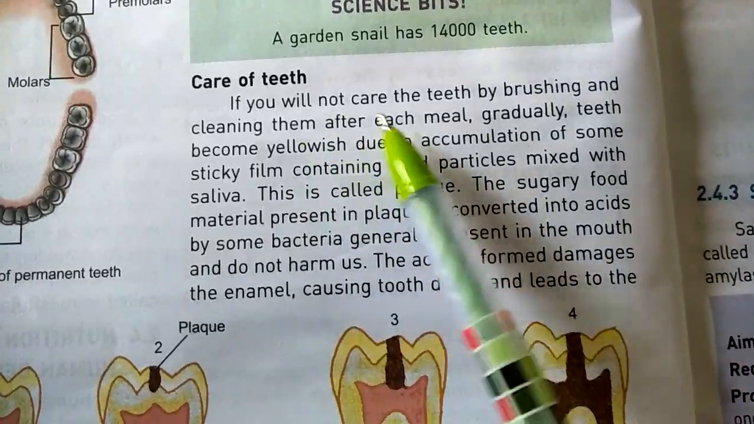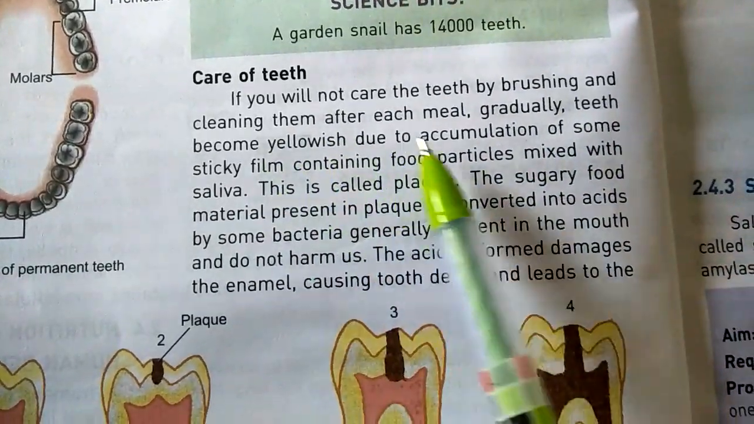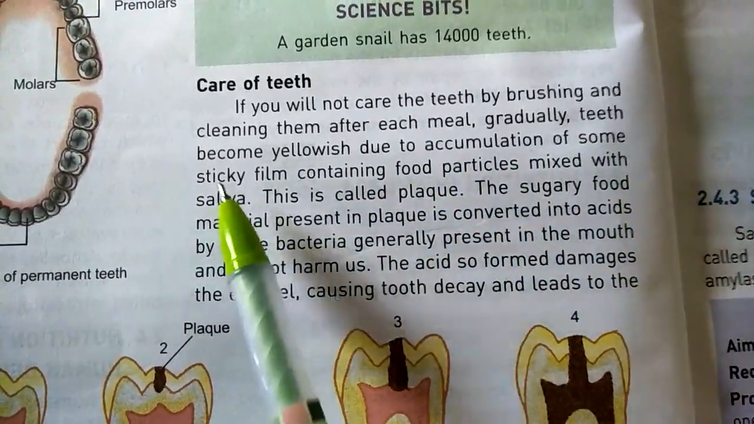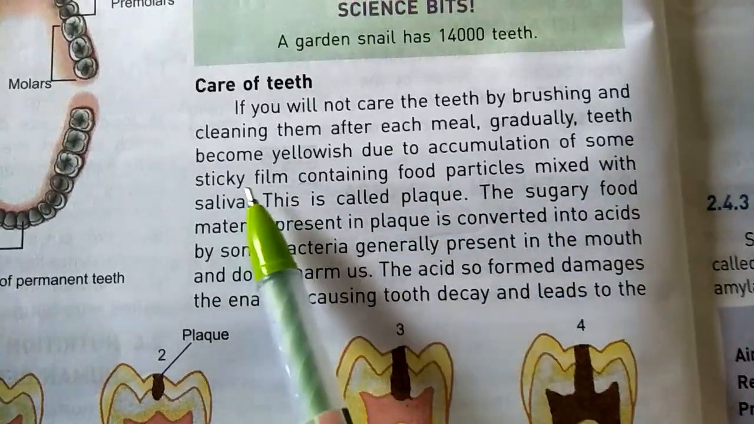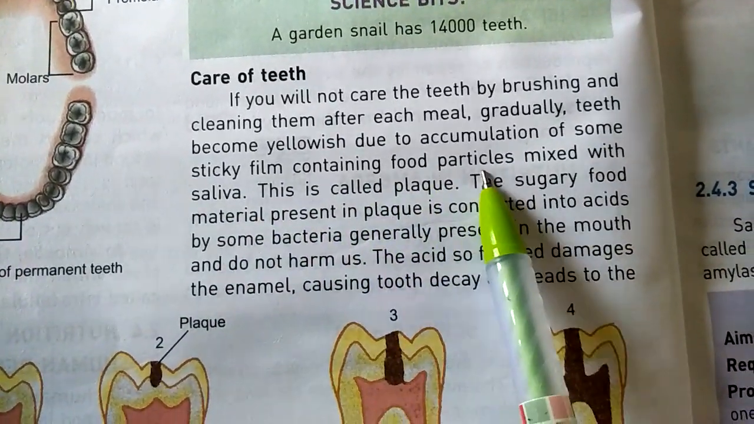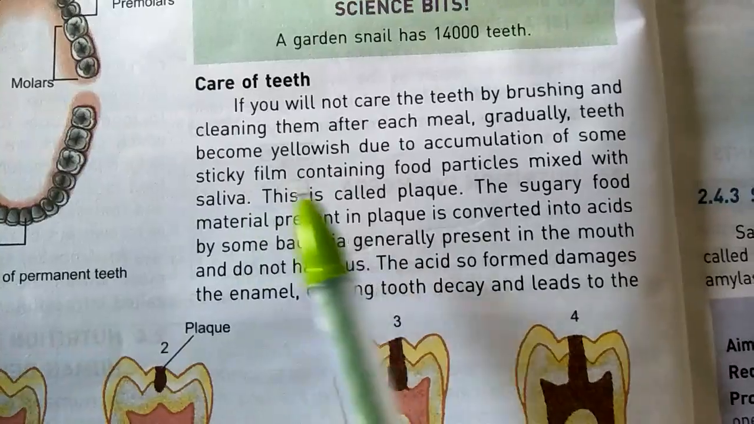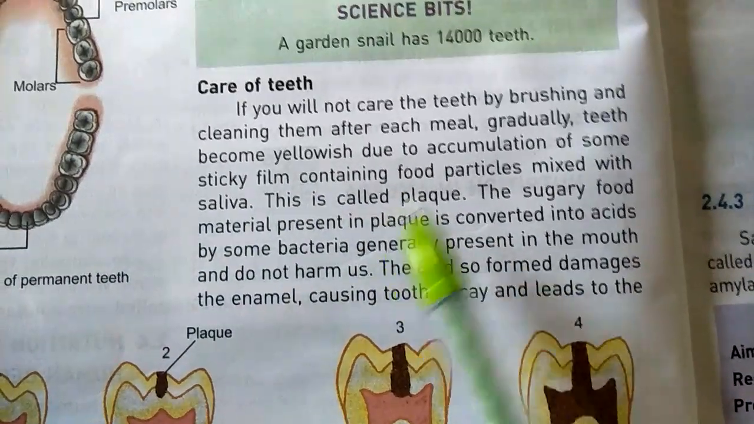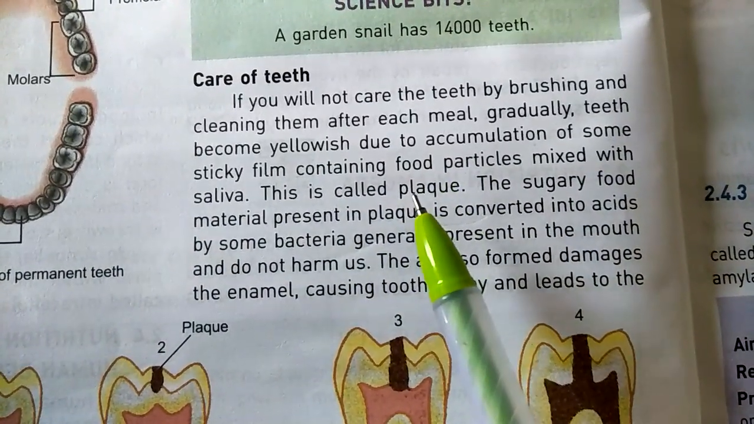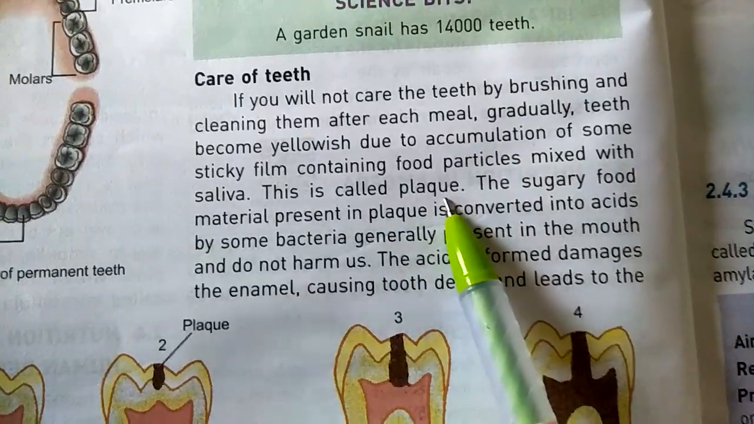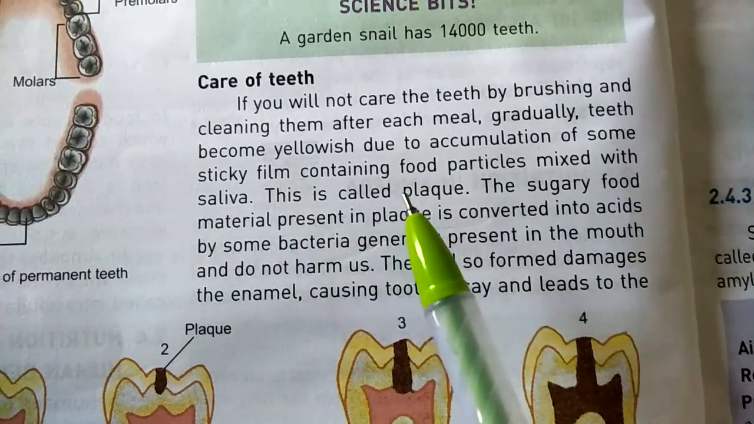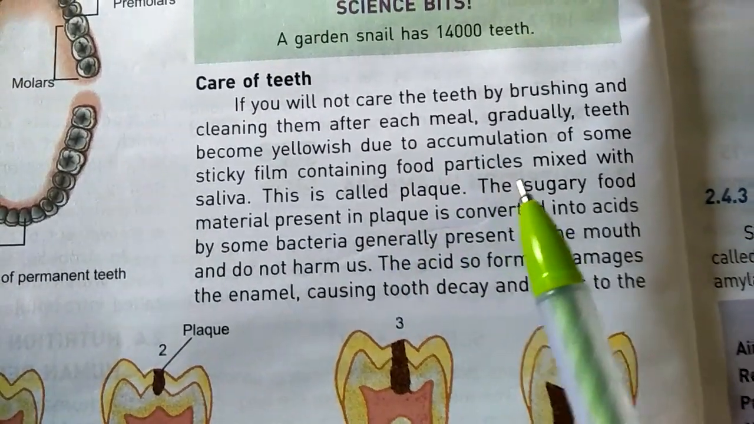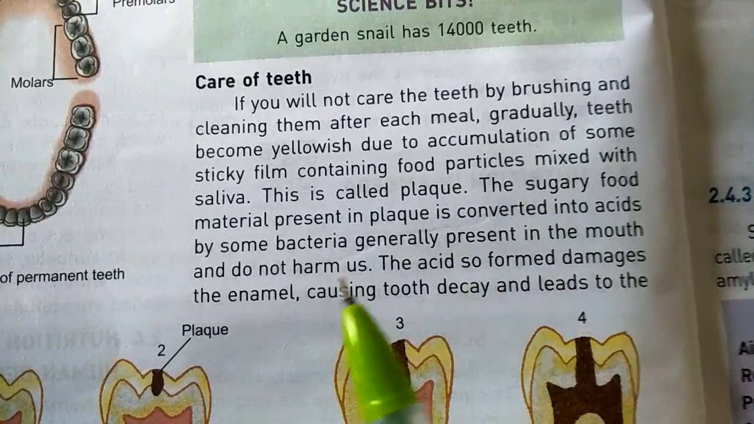If you do not care for the teeth by brushing and cleaning them after each meal, gradually the teeth become yellowish due to accumulation of a sticky film containing food particles mixed with saliva. This layer of yellow color is called plaque, and it forms only when we do not care for the teeth by brushing and cleaning them after each meal.